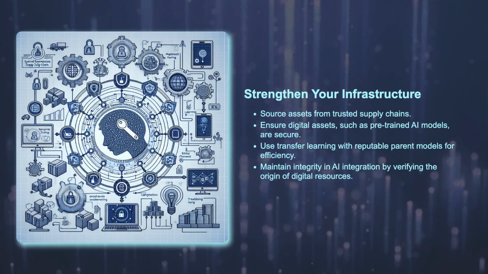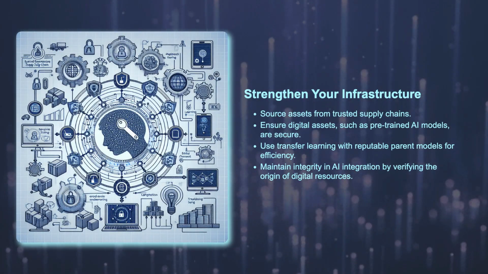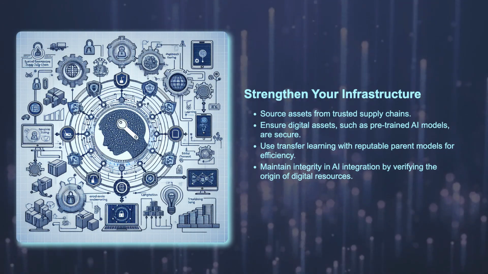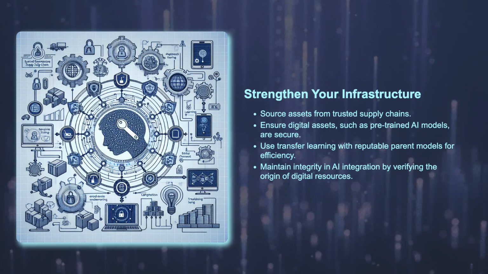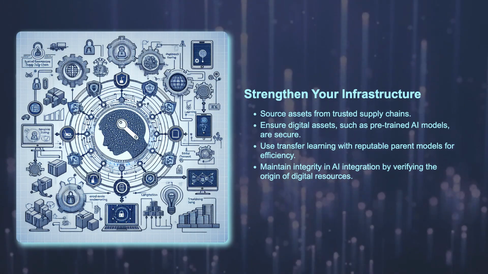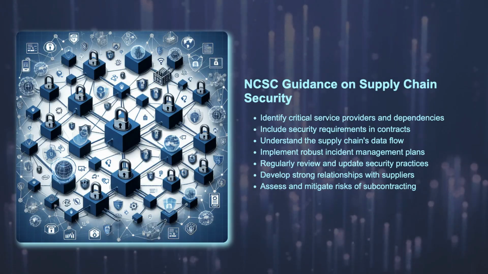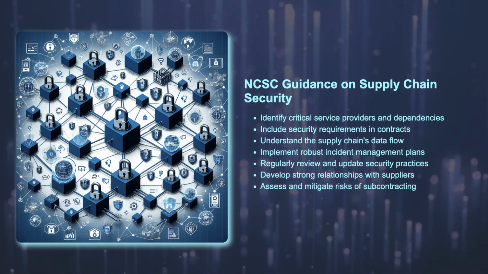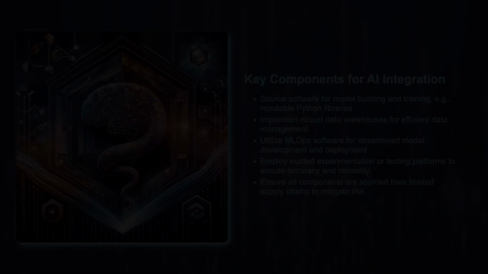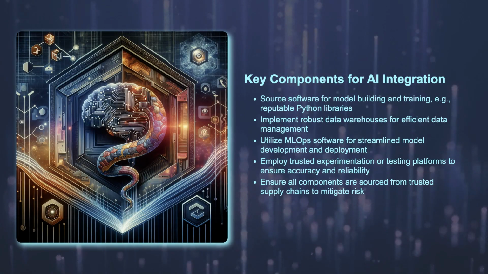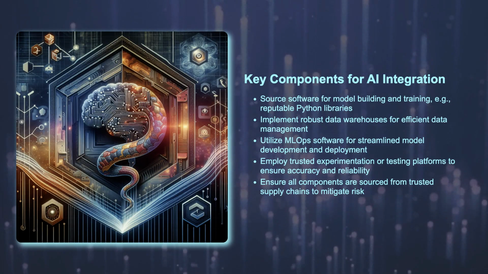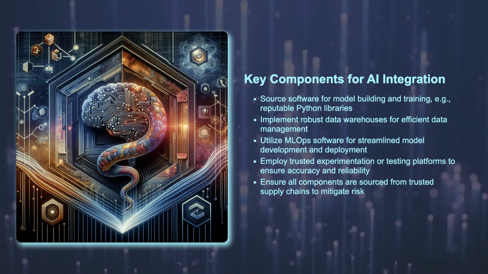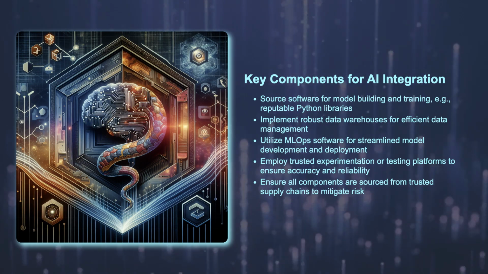Strengthen your infrastructure. Source assets, including digital ones, appropriately from trusted supply chains. This includes pre-trained parent models for transfer learning. Guidance. Refer to the document NCSC Guidance on Security of Supply Chains. Source software to build and train models, third-party Python libraries, data warehouses, MLOps software, and experimentation or testing platforms from trusted supply chains.